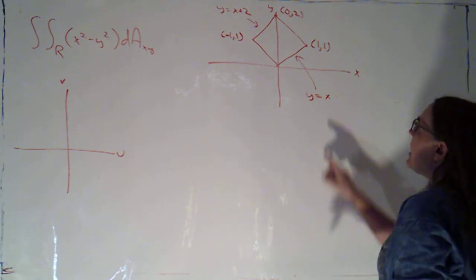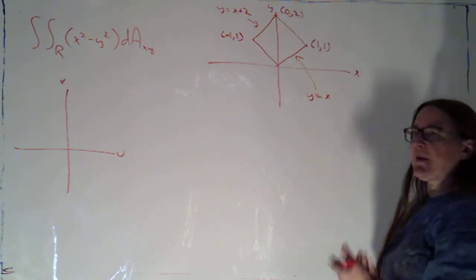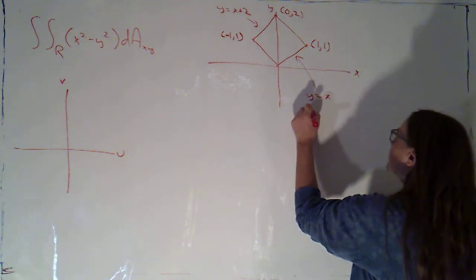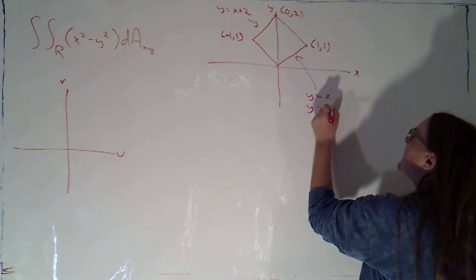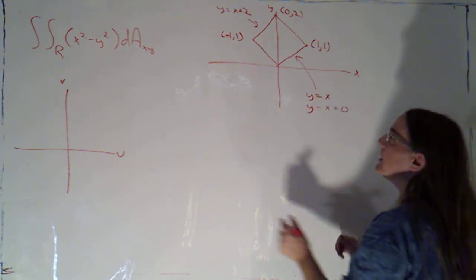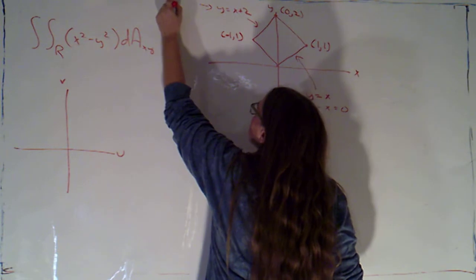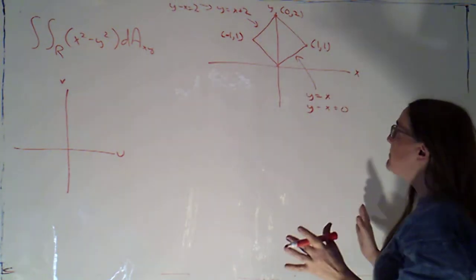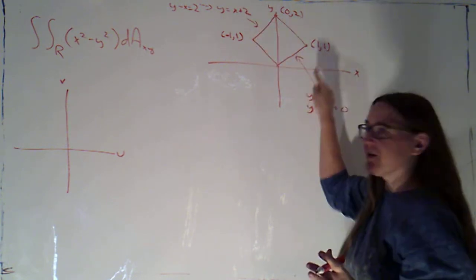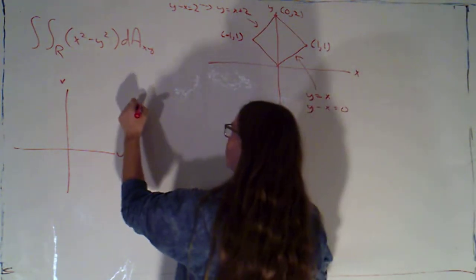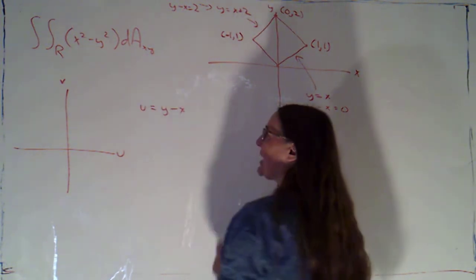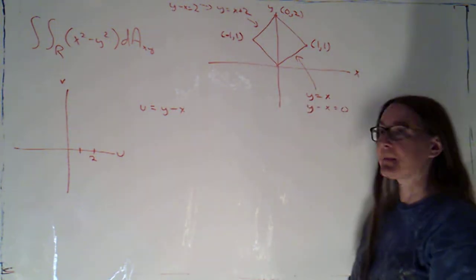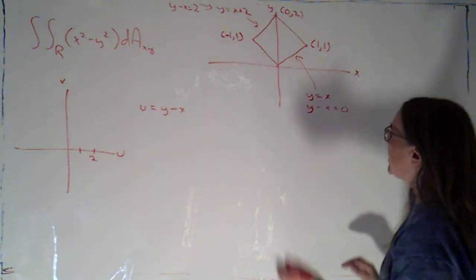If I have those, anytime I have parallel lines, that essentially means that if I were to subtract this over, y minus x would equal 0. And here, this just means y minus x is equal to 2. So y minus x is constant here. So let's let that be u. Let's let u equal y minus x. Then u is going to go from 0 to 2. I'm liking this.